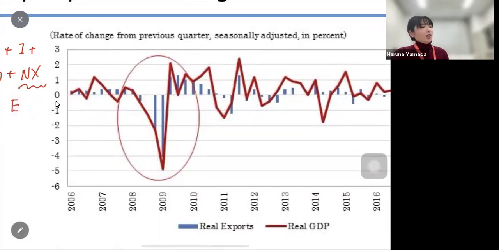So therefore, Japan faces a severe decline in real GDP because real exports declined a lot due to the global financial crisis. Due to the global financial crisis, world demand shrank, and then exports suffered huge damage. So Japanese exporting companies faced a huge decline in profit. Therefore, Japanese exports declined a lot, and this decline in real exports causes the huge decline in real GDP.